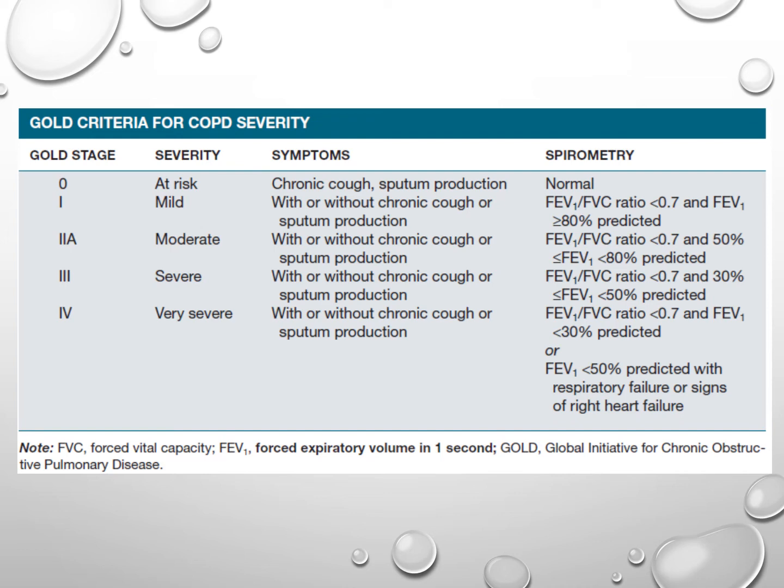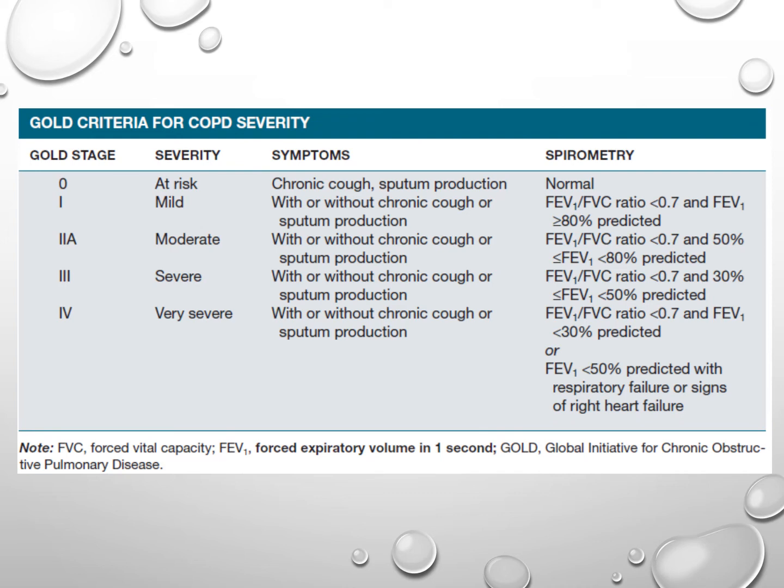The symptoms for stage 0 are chronic cough and sputum production, and spirometry is normal. For the first stage of mild severity, we have with or without chronic cough or sputum production, the ratio is less than 0.7 and FEV1 more than 80% predicted. In moderate severity, we have with or without chronic cough or sputum production, and the ratio is less than 0.7 with FEV1 more than 50% and less than 80%.